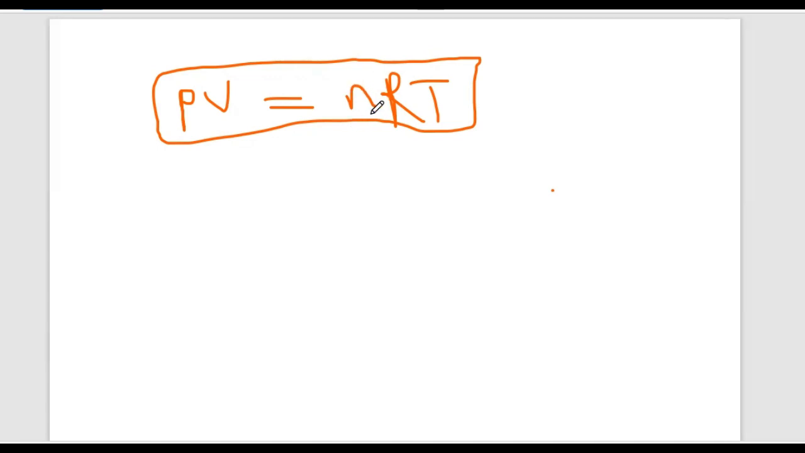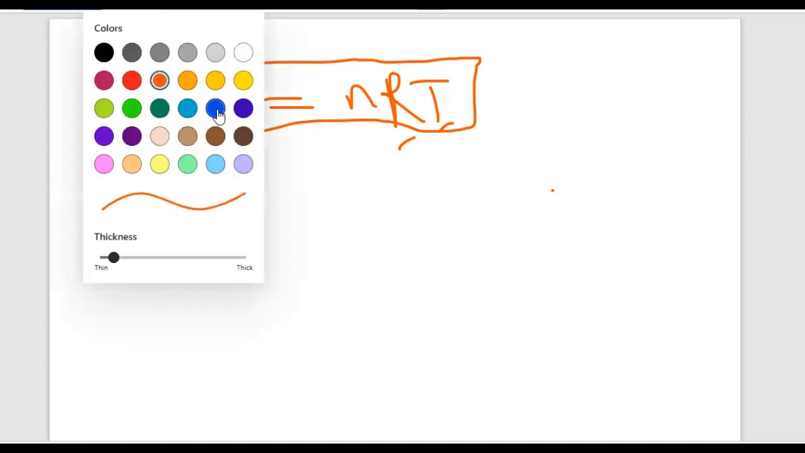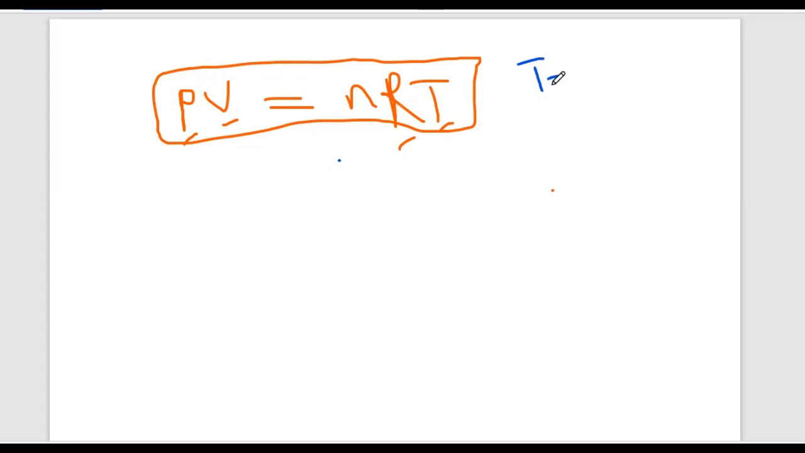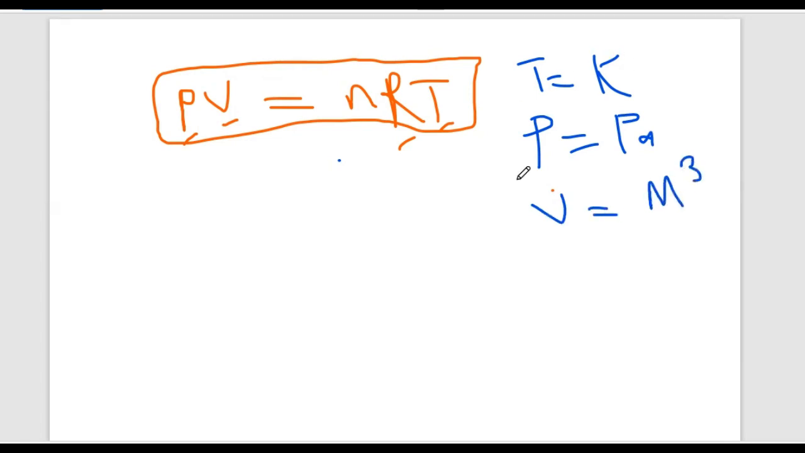The first thing is to make sure that we find this n, because in the question we've been given the pressure, the volume, and the temperature, and the gas constant is always given. Before you solve anything, make sure that your temperature is in the appropriate units, which are kelvins, your pressure is in pascals, and your volume is in cubic meters. Change all the units that are not in standard form to standard form, then you can apply them in that formula.